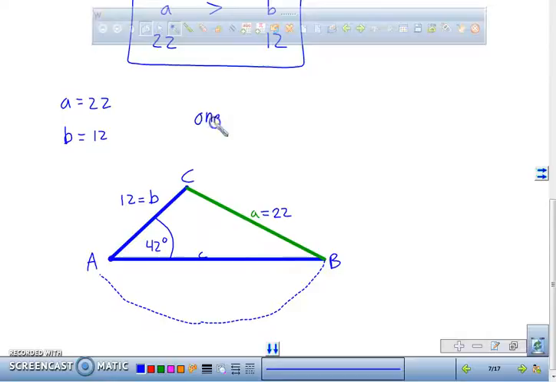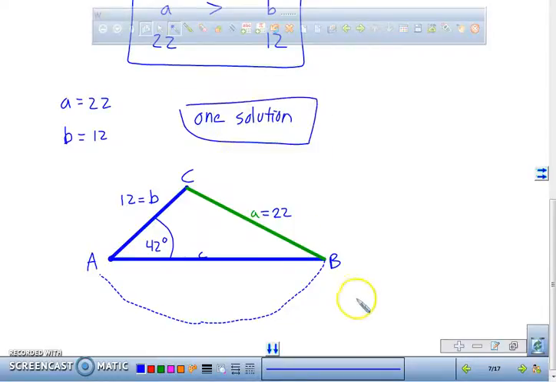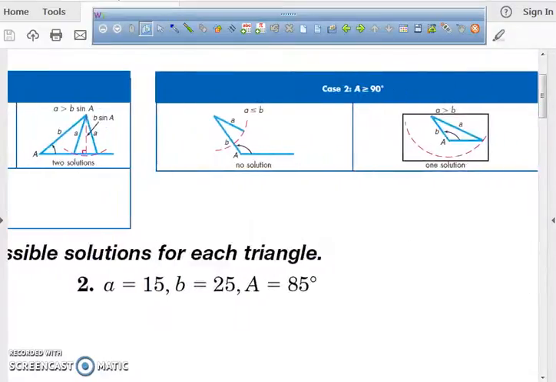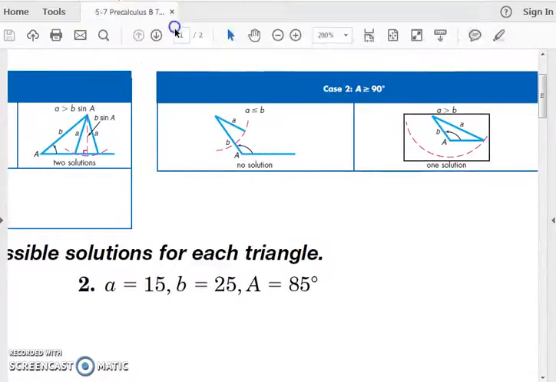So right now our answer is what? One solution. You can only have one triangle based off of this information. Now we're going to go to problem number 2. Okay? Problem number 2.